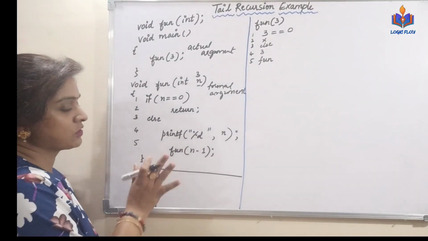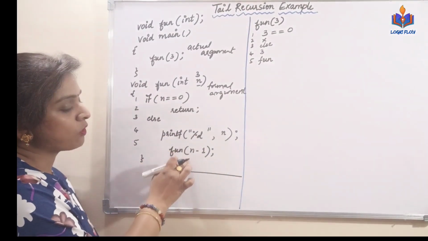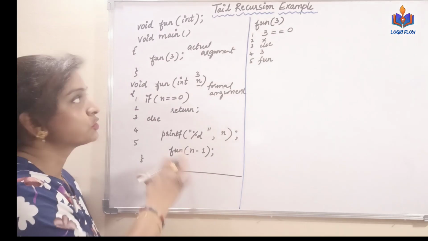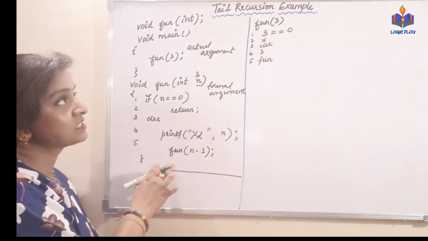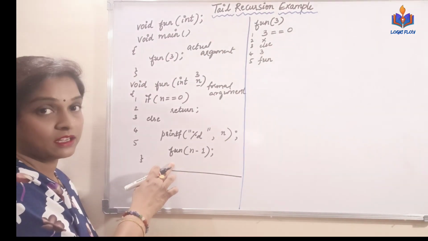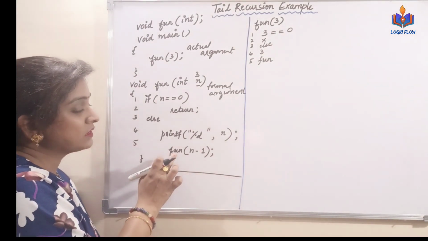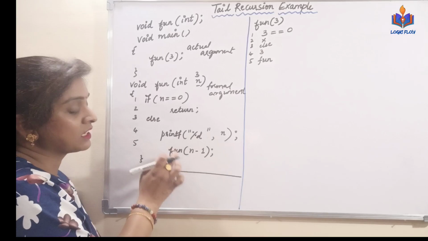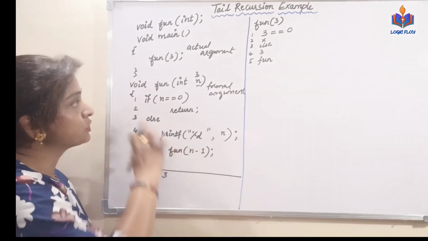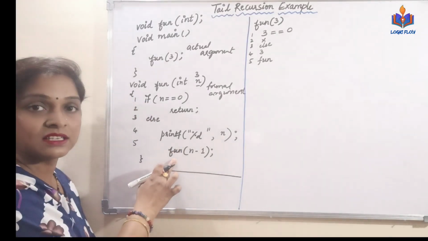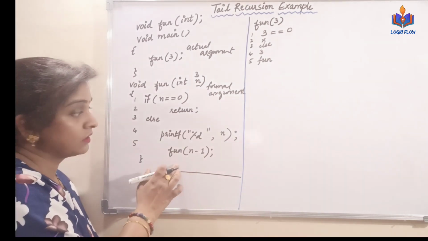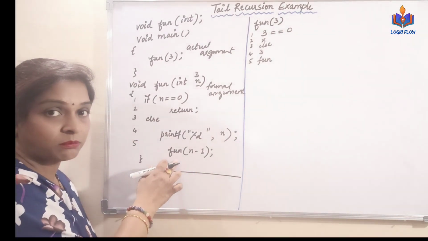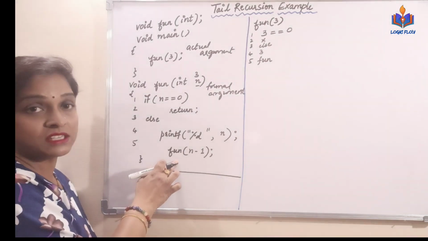Look at this function actually. The recursive call is the last thing to do in this function. So I can call this tail recursion. When the recursive call is the last thing to do in the function, then it is a tail function. That is the tail, the last one. So when the recursive call is the last statement, then it is a tail recursive function.